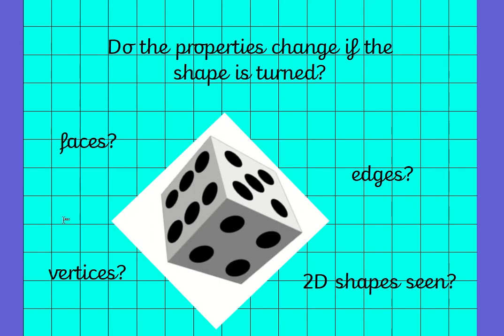If I then turned the die on its side, would it alter the properties of the 3D shape? Do the faces, the amount of faces change? Do the edges, the 2D shapes or the vertices? They don't, do they? No, you're absolutely right. Well done. They do not change just because the shape is being looked at a little bit differently.